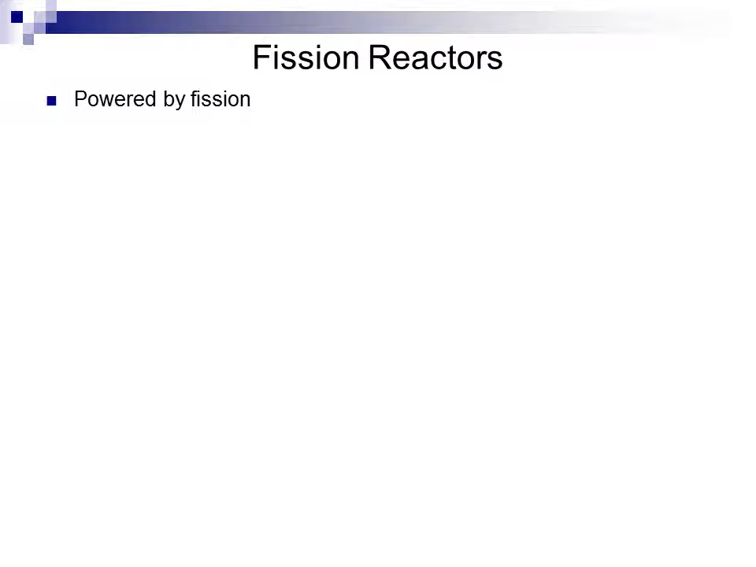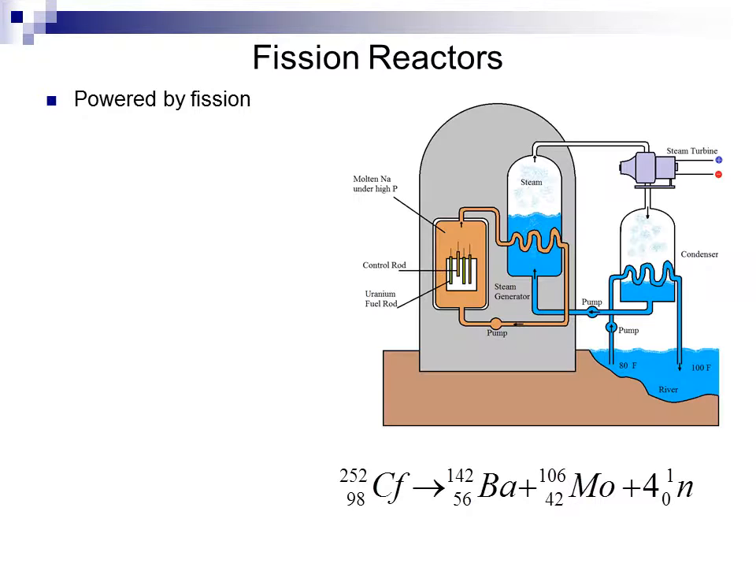We can power a lot of energy from fission reactors. Fission reactors are powered by nuclear fission. For example, a nuclear fission reaction is the decay of californium-252 to barium-142 and molybdenum-106. You see that 4 neutrons are produced by this decay process, and the neutrons can go on to continue activating the decay process, bouncing around and hitting other atoms and causing them to undergo decay.